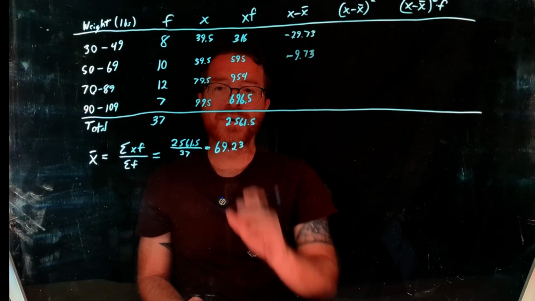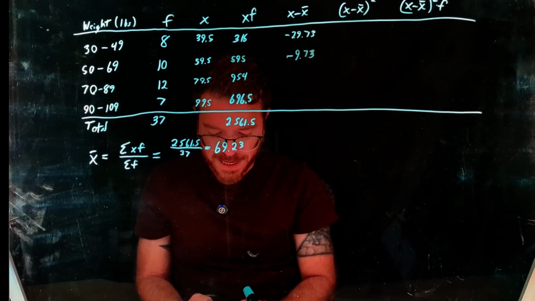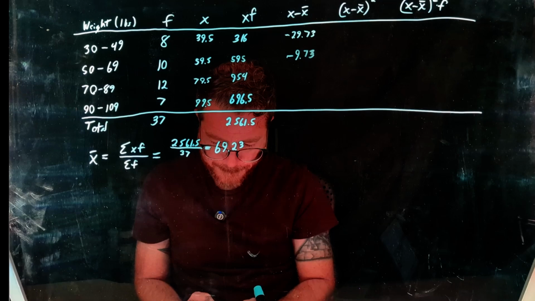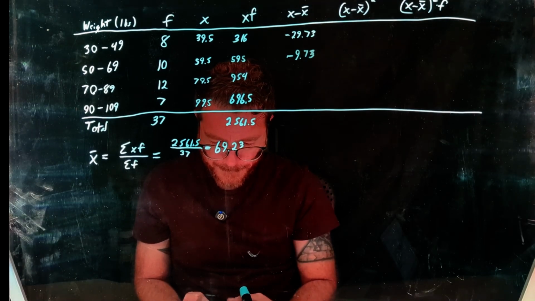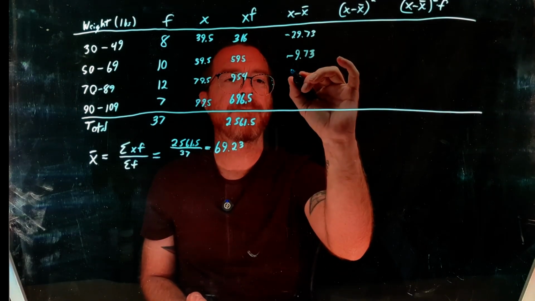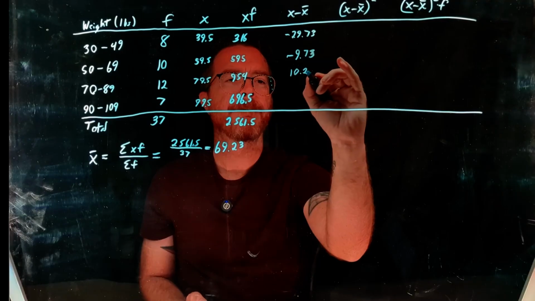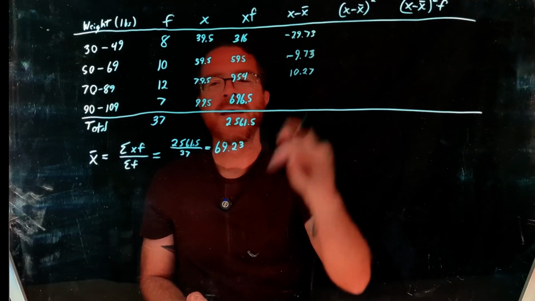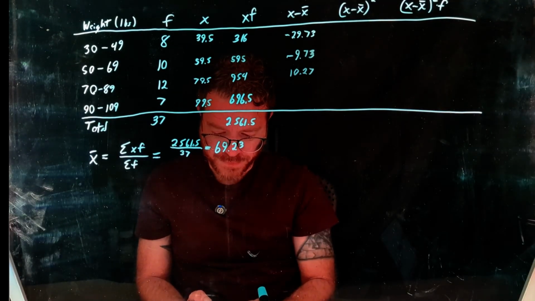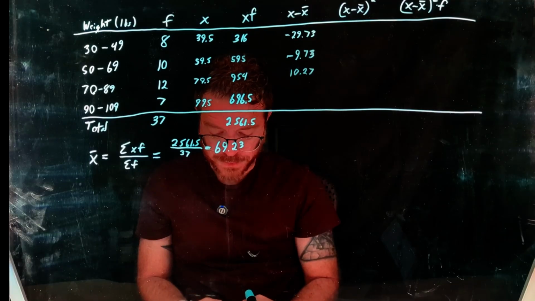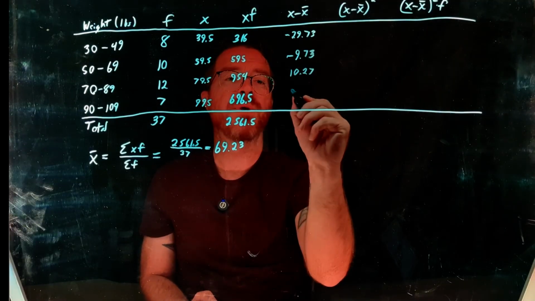Now we have 79.5 minus 69.23. This gives us 10.27. And then finally, we have 99.5 minus 69.23. And this gives us 30.27.